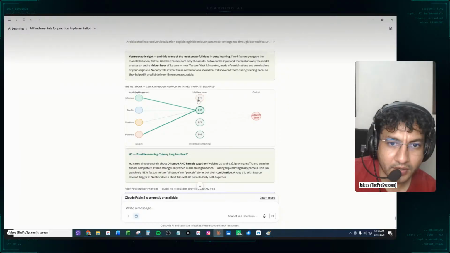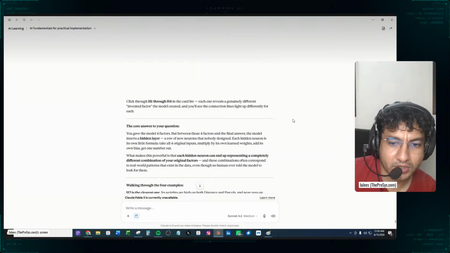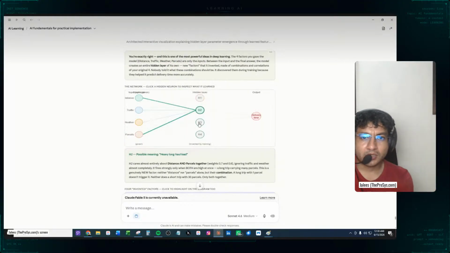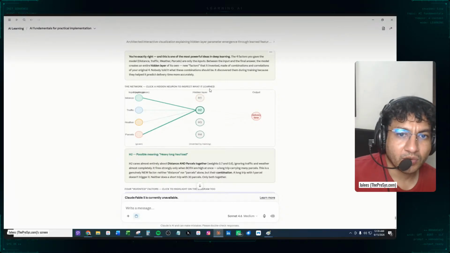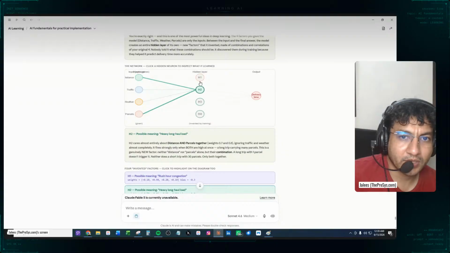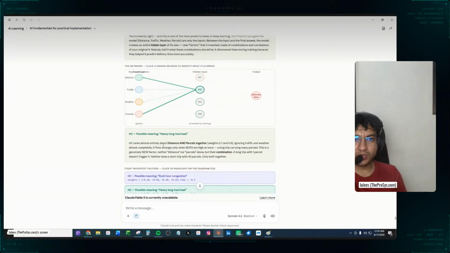Okay, hidden layer. It is done. Okay, great. So the network's hidden neurons, let's inspect what they learned. This one was invented by training, a hidden layer neuron. Possible meaning: heavy long haul load. It carries almost entirely distance and parcels together, ignoring the traffic and the weather almost completely.